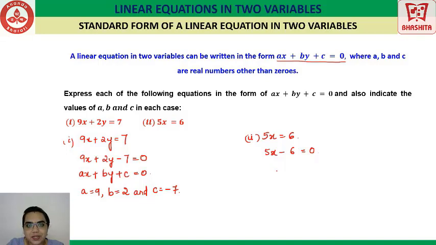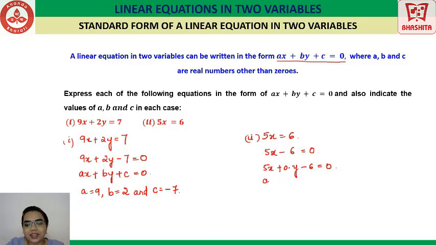The y term is missing, right? So what are we going to do then? Let us see what we can do. 5x plus 0 into y minus 6 is equal to 0. So we have the y term with a zero coefficient. That is how this is, right? So 5x plus 0 into y minus 6 is equal to 0 is the standard form.